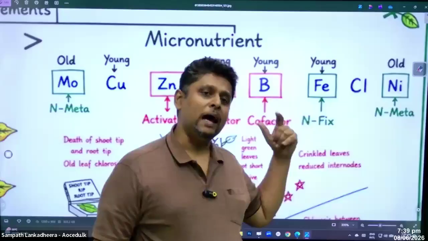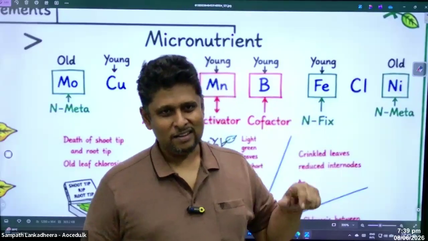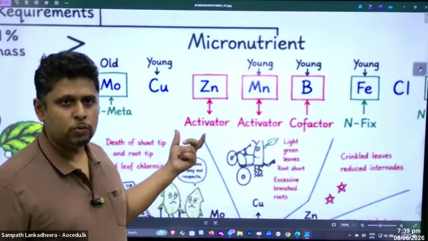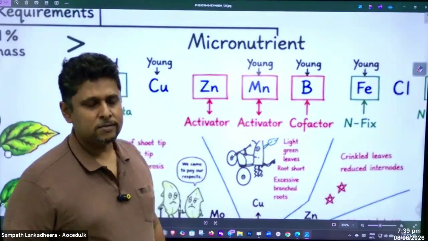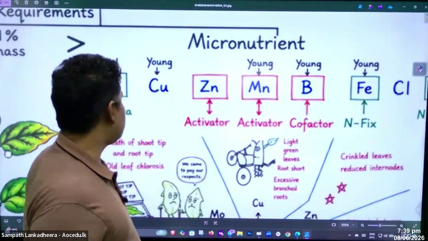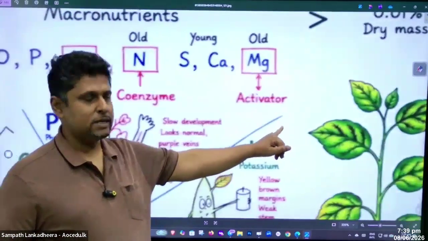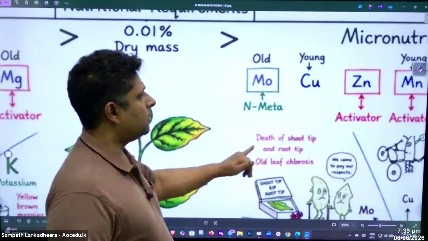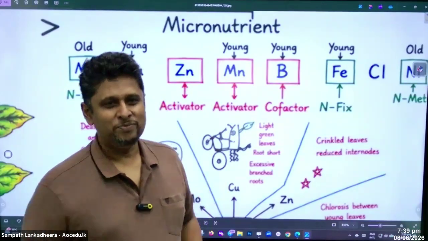Iron is involved in nitrogen fixation. And then here, people, we have two more activators. Zinc and manganese are both activators. So in the previous set, we said magnesium is an activator. Same like that, we have magnesium, manganese, and zinc.